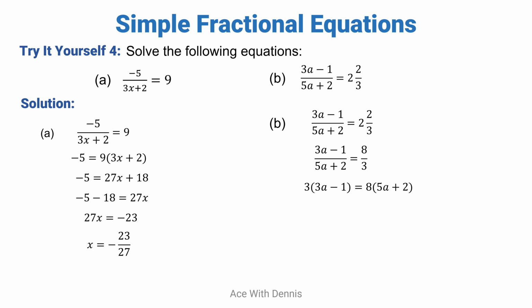Then, cross multiply. We get 3 bracket 3a minus 1 equals 8 bracket 5a plus 2. Then expand the bracket, we have 9a minus 3 equals 40a plus 16. So we move the a terms to the right hand side and the constant term to the left hand side. So we have negative 3 minus 16 equals 40a minus 9a, which is 31a equals negative 19. Hence a equals negative 19 over 31.